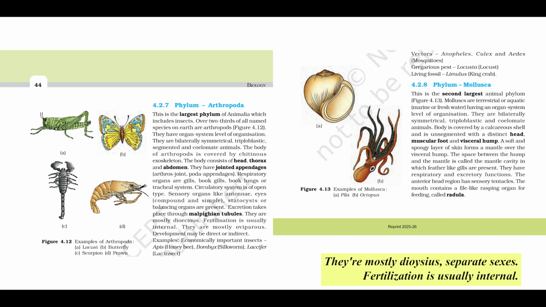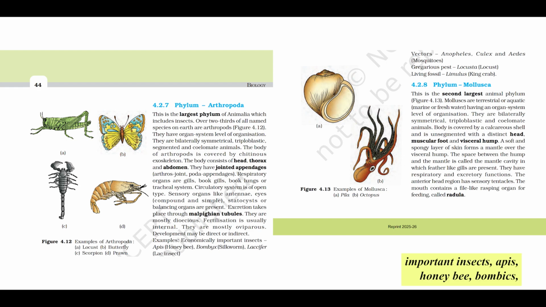Reproduction. They're mostly dioecious, separate sexes. Fertilization is usually internal. They are mostly oviparous, egg-laying, although some are ovoviviparous or viviparous. Development may be direct or, very commonly, indirect, involving larval stages and metamorphosis, like caterpillar to butterfly. Examples are countless, but maybe some key ones. Let's mention a few categories.